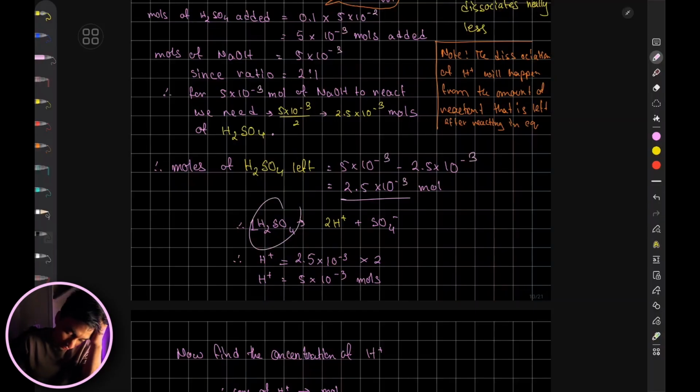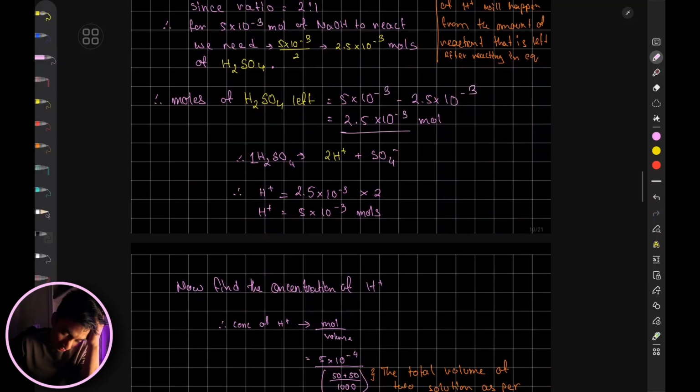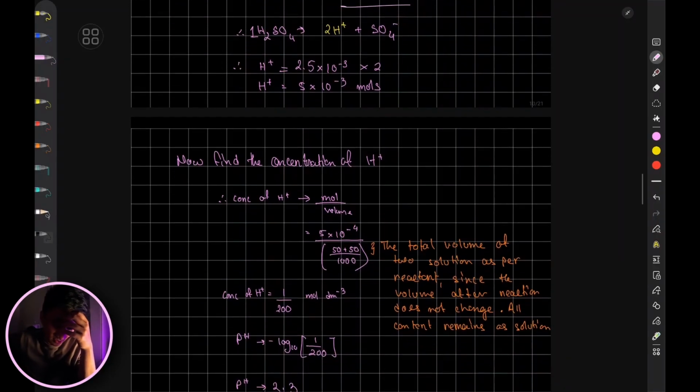So 1 H2SO4 is releasing 2 H plus ions and 1 sulfate ion. So essentially you have moles of H plus of 2 times 2.5 into 10 to the power minus 3, so 5 into 10 to the power minus 3 moles. This is correct, right? Yeah, this is correct. So now find the concentration of H plus.